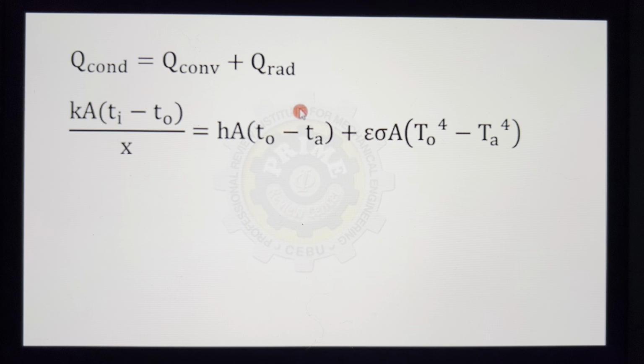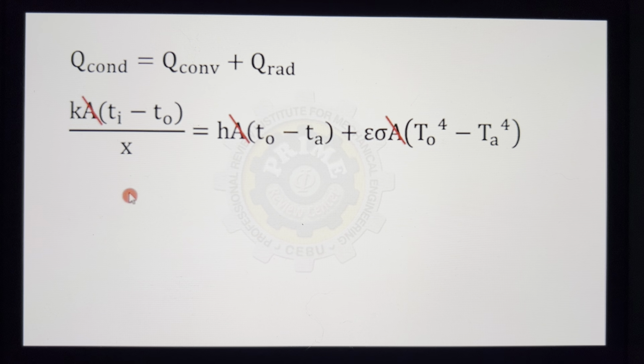Then ganun din sa radiation. So yung heat transfer is from the outer surface ng wall to the ambient air. So yung Q by radiation is the emissivity times the Stefan-Boltzmann constant times the wall area, then times the absolute temperature ng outer surface raised to the power of 4 minus yung absolute temperature ng ambient air raised to the power of 4. Okay, so kung mapapansin nyo na yung area sa whole equation is makakancel out lang.